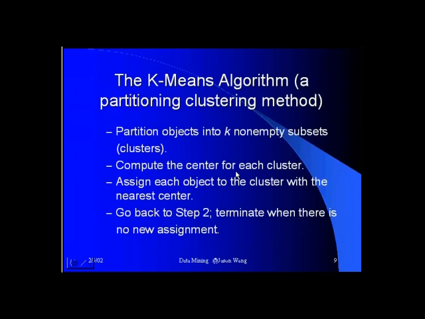Then step 3, assign each object to the cluster with the nearest center. Okay? You find some centers. And suppose I'm an object. So among these centers, which one is closest to me? That center is closest to me. So I should belong to the cluster with that center. And so on. So in some sense, you reassign these objects to different clusters. Then you go back to step 2. You compute the center for each cluster again. You keep on doing this until there's no new assignment. At that moment, the algorithm terminates.